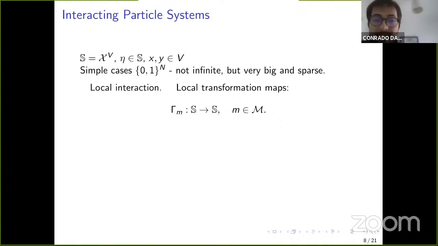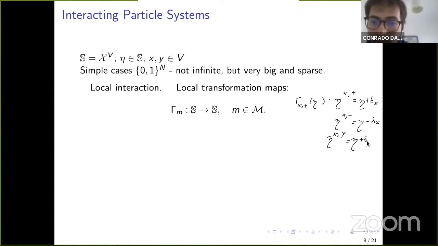So once we specify these local interactions and the local transformation maps, just for concreteness, let me write one: gamma x plus of eta is also written as eta x plus. This is more familiar to some people. That's eta plus delta x, which is the addition of a particle at site x. So if we're talking about reaction, we can add or subtract particles. Another common transition is x jumps to y. So we add a particle in y and we remove a particle from x. So these are typical local transformations that we'll consider. More details on that will come in the next talk.